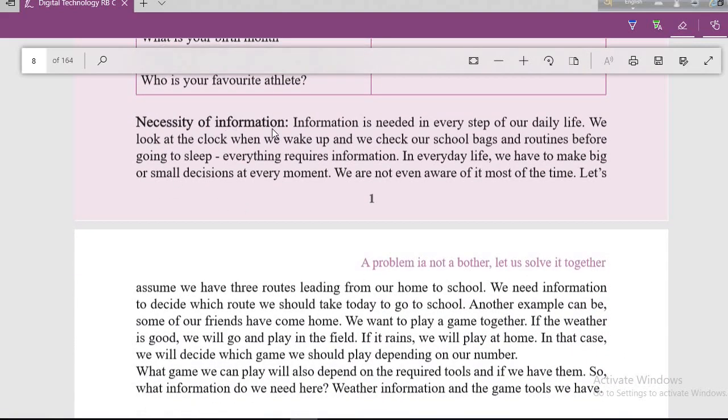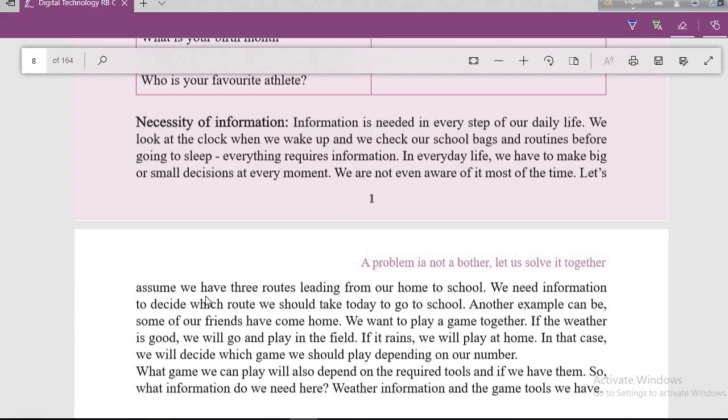Necessity of information. Information is needed in every step of our daily life. We look at the clock when we wake up and we check our school bags and routines before going to sleep. Everything requires information. In everyday life, we have to make big or small decisions at every moment. We are not even aware of it most of the time.